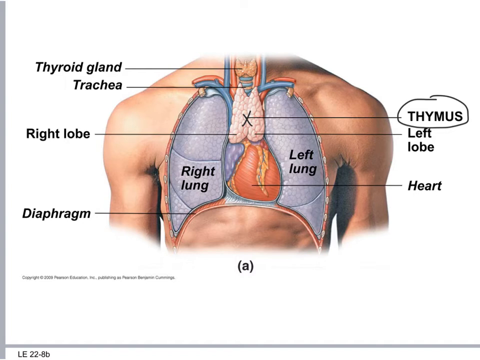All of the blood cells are actually produced in the red bone marrow, but then they mature in the thymus. The T cells mature in the thymus. And so there's a lot of actively dividing T cells in that thymus.